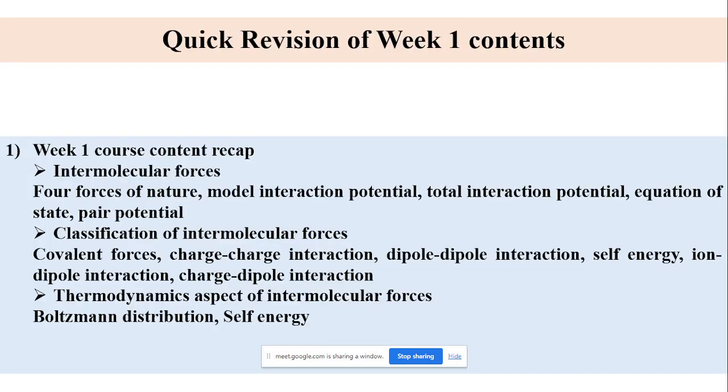Okay, so before going to the question, let me go through a quick revision of week one contents. Firstly, in lecture one, intermolecular forces, you all studied about the four forces of nature. Next was the model interaction potential, total interaction potential, as well as the equation of state and pair potential. Next, I think we classified the intermolecular forces, that is the covalent forces as well as the charge-charge interaction, dipole-dipole interaction, self-energy, ion-dipole interaction, and charge-dipole interaction. And lastly, in lecture 3, you all studied about the self-energy as well as the Boltzmann distribution in terms of chemical as well as number density and solubility. Right.